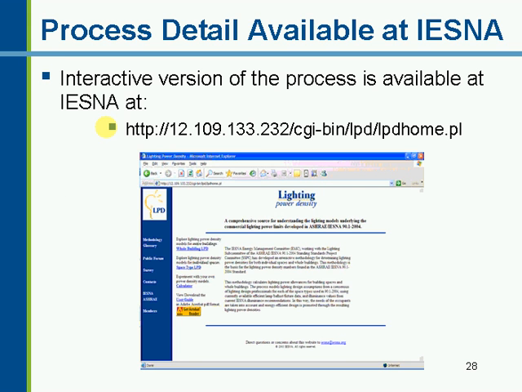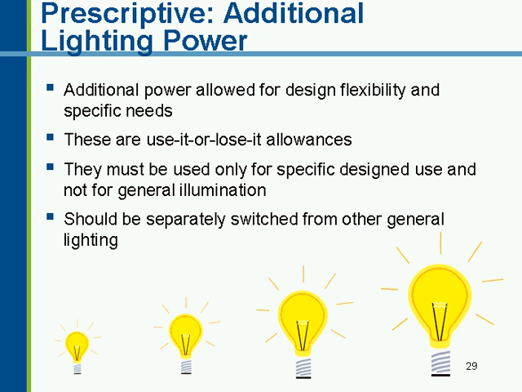Take a look. Now, one important part of the interior calculation are additional lighting power allowances. These are specifically put in the code because the code can't cover everything, and lighting has a lot of art to it. There needs to be a lot of flexibility. So there are some additional lighting power allowances. These are use it or lose it allowances in that you can only use them for the specific design use. You can't use them for general illumination or for any other applications. And these need to be separately switched from the general lighting as well.